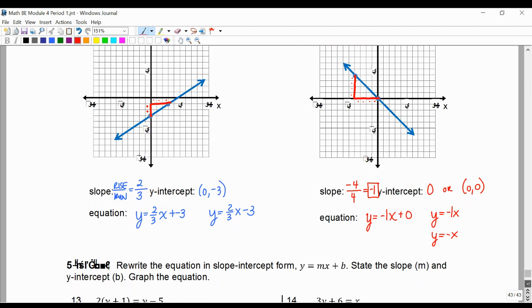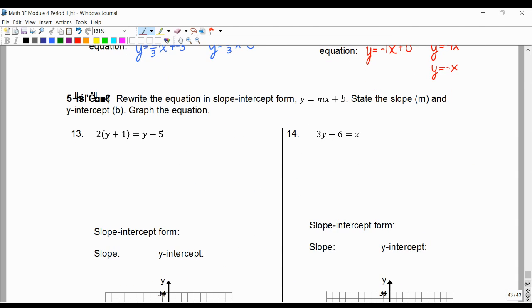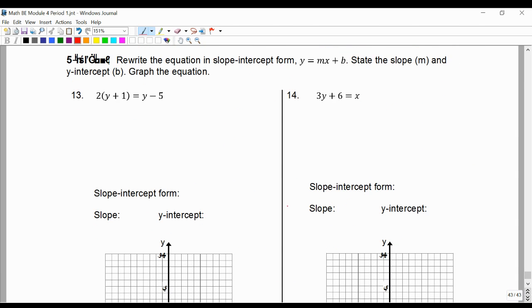And let's look at the last 2 problems that say rewrite the equation in slope-intercept form, state all the info again, and we're going to sketch our graph. We'll draw on our boundary line. Ooh, this one's interesting. I noticed that this one only has y's. So I can maybe already make a prediction about what this is going to look like.